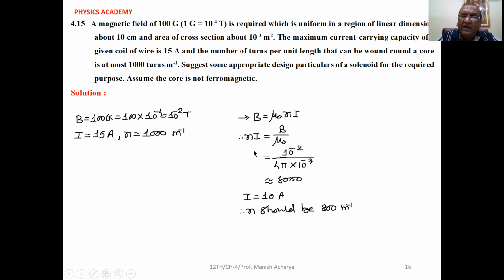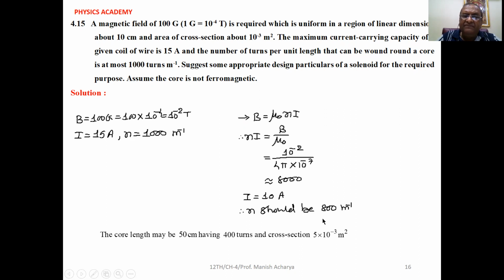here you have to make the combination of n and I in such a way that your answer should be 8000. So suppose we take current I, that is 10 ampere, and number of turns 800 per meter, then we will get nI equal to 8000. And here see the current is less than its maximum capacity, as well as the number of turns is also less than its capacity. So this is the suggested configuration.